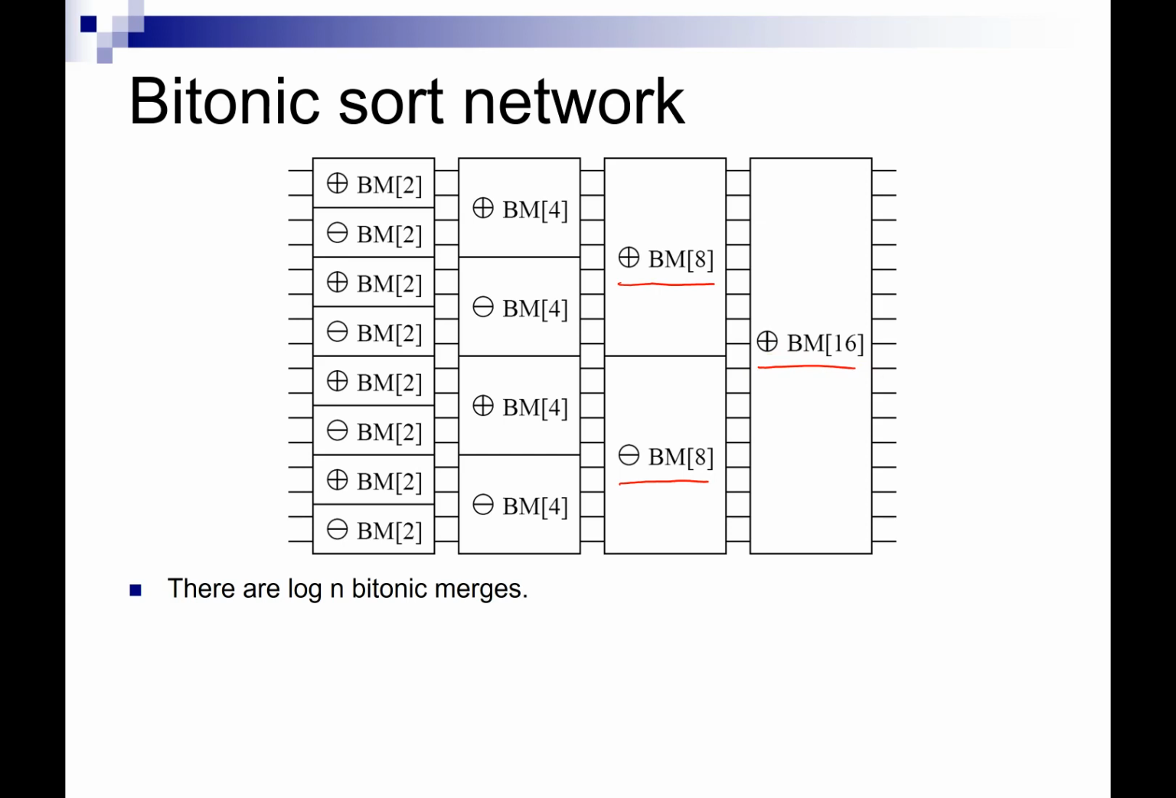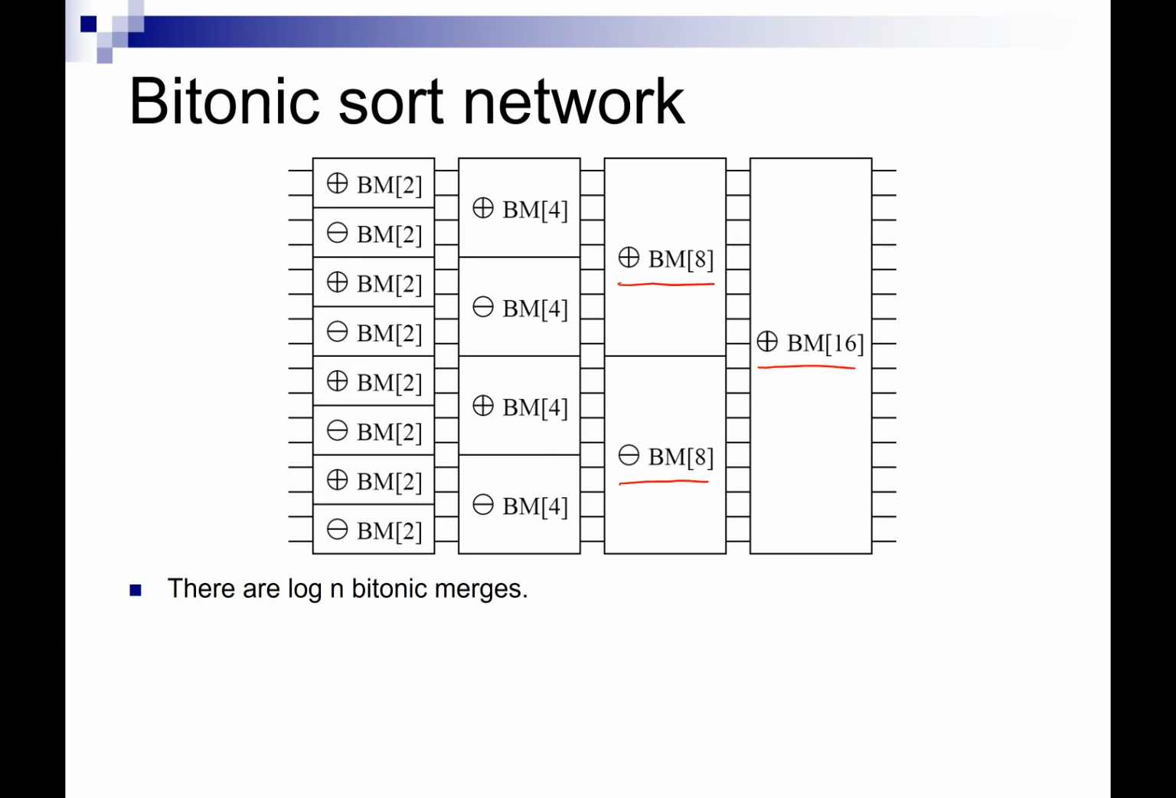Now the question is, how do you sort 8 numbers into increasing order? Well, you take the 8 numbers, break them into 4 numbers and 4 numbers, and sort the first 4 numbers in increasing order and the second 4 numbers in decreasing order. And then you do a bitonic merge on these 8 numbers. So this is unrolling the recursion for you.